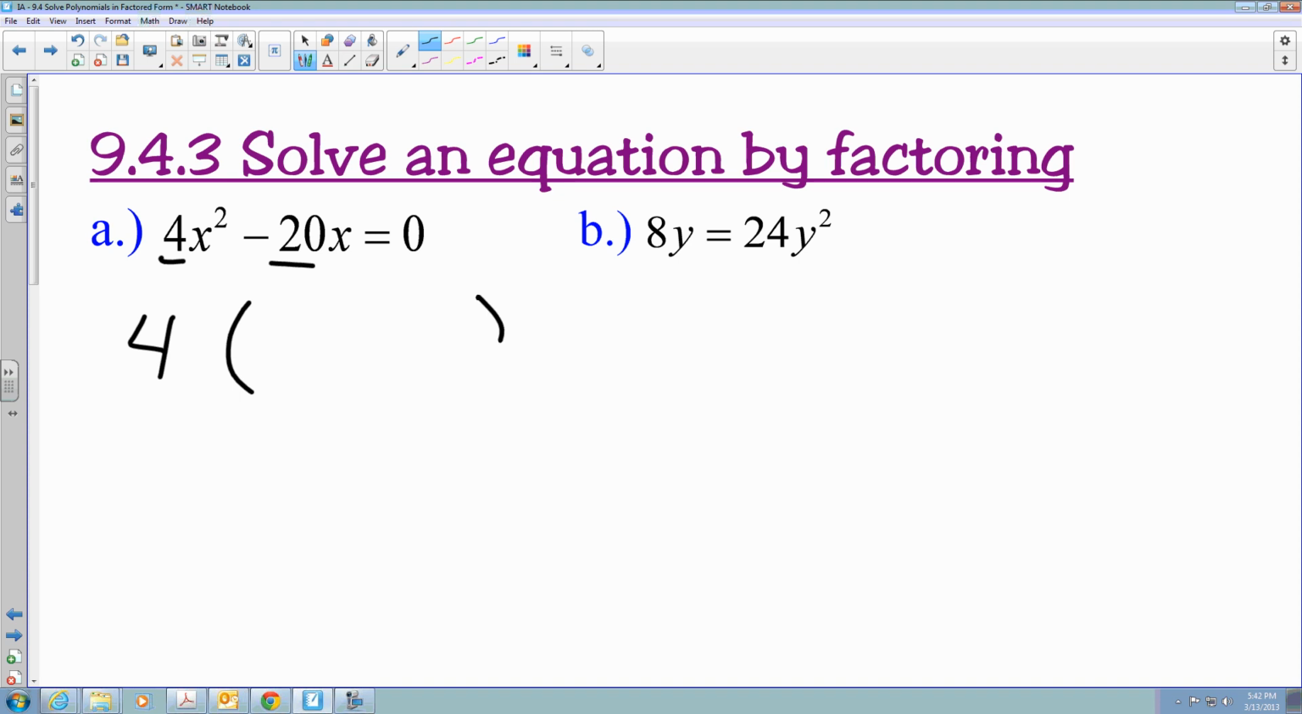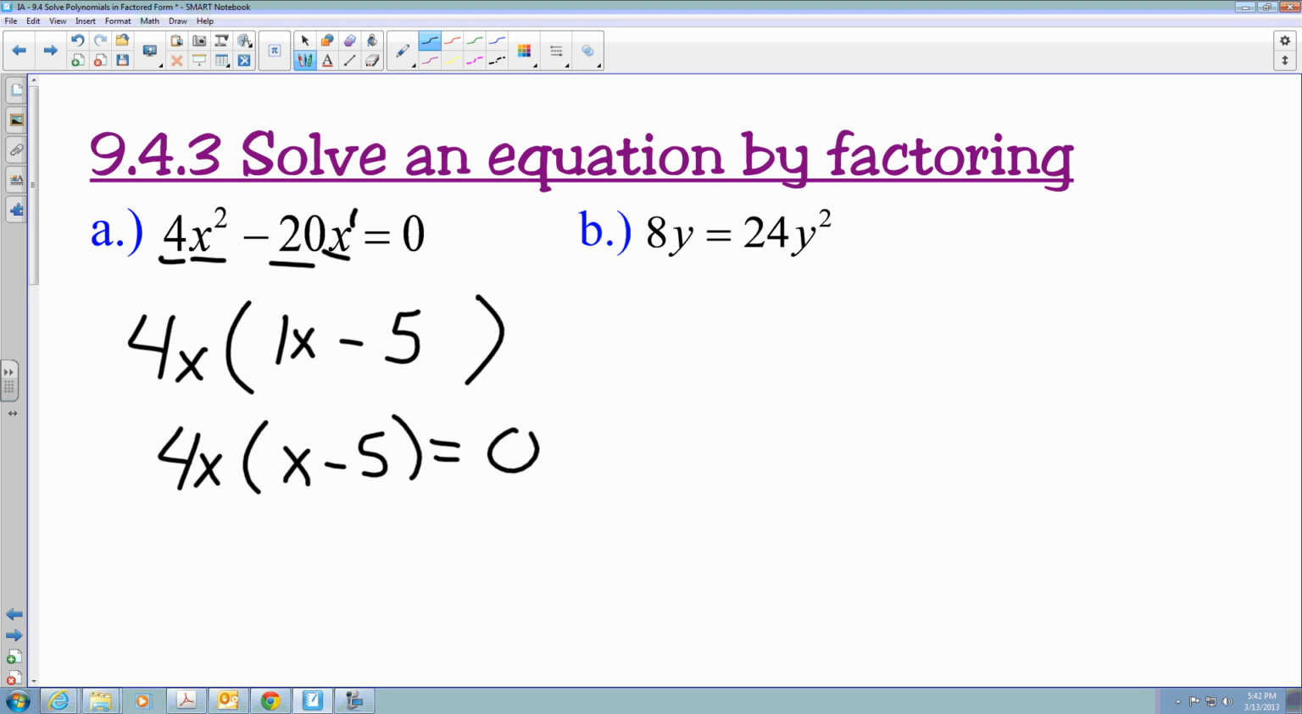So then inside the parenthesis, I can write 1 minus 5. Now I look at the variables. I have an x squared and I have an x. Both are the same variable. That means I can write an x on the outside, but the degree of it would have to be to the first power because that's the smallest degree. So on the inside of my parenthesis, I had to put an x here and leave nothing next to the 5. So that means I have 4x times the quantity x minus 5, all of which equals 0.